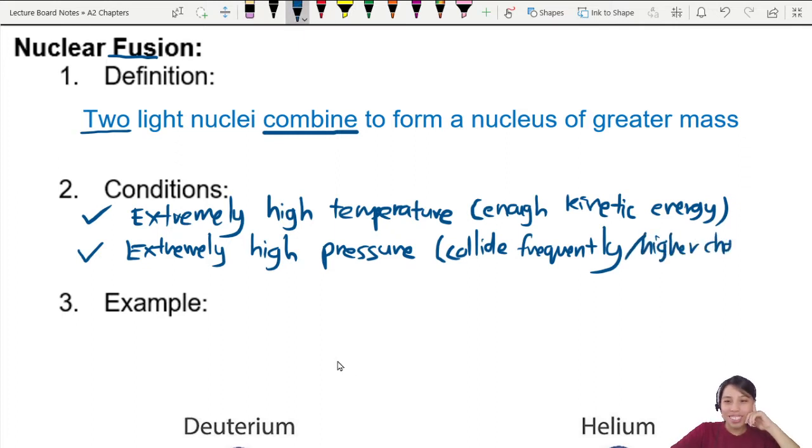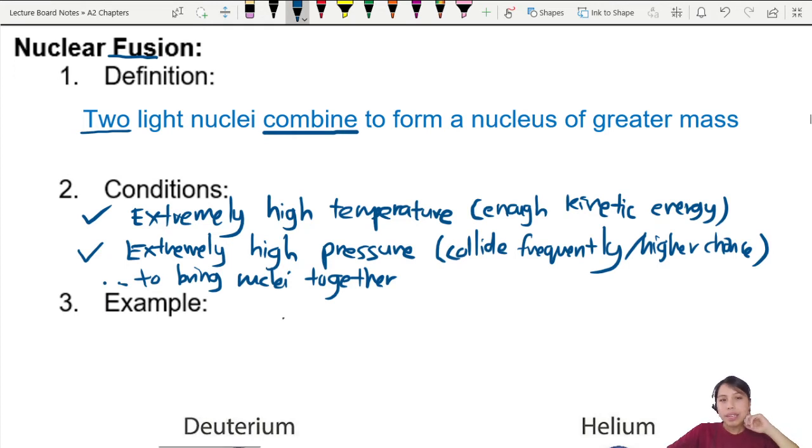If you collide but you don't have the correct energy, also cannot. So extremely high pressure and high temperature to bring nuclei together, to fuse them together. Let's write that out as the final thing. Okay, so why do we need so much energy?